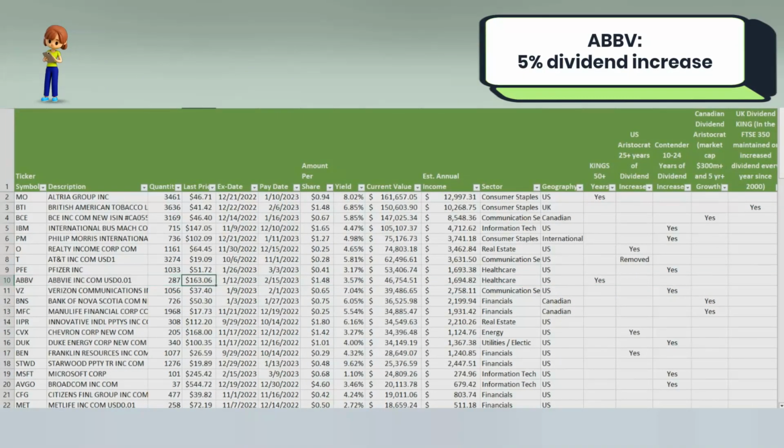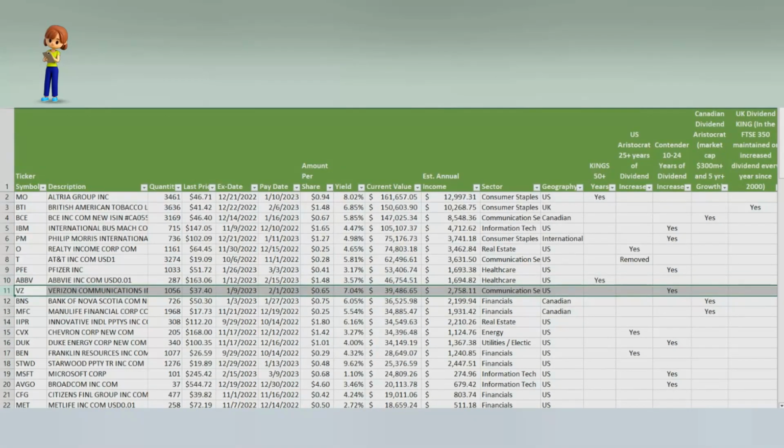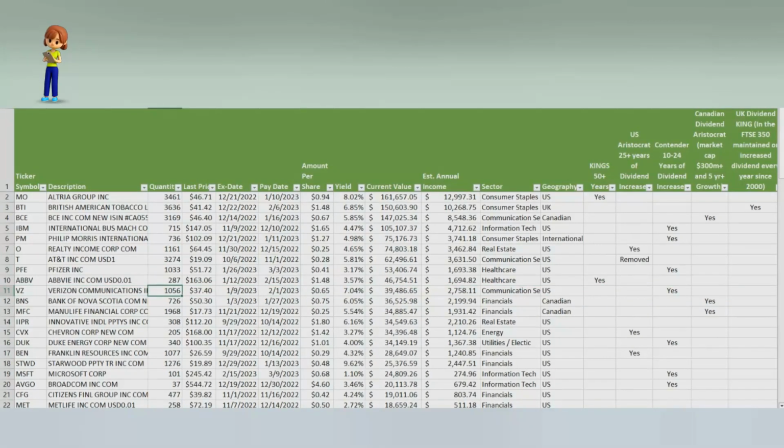So with 287 shares, I've got almost $47,000 worth, and it generates about $1,700. AbbVie is a great stock and a dividend king. And to round out my top 10 positions, I've got Verizon with just over 1,050 shares and almost $40,000 worth.